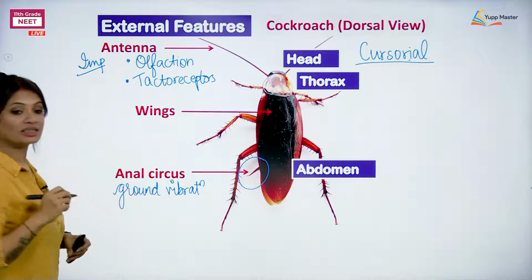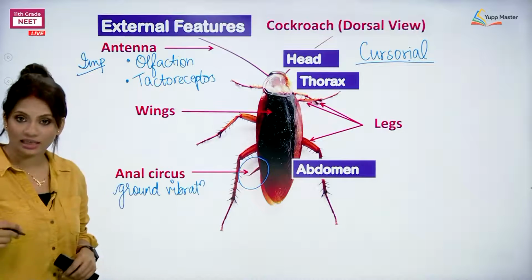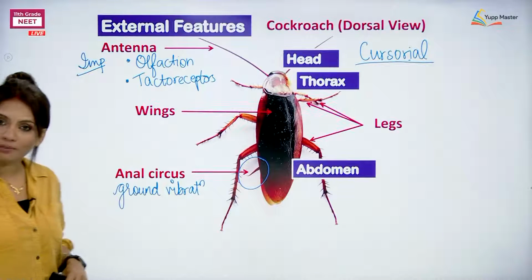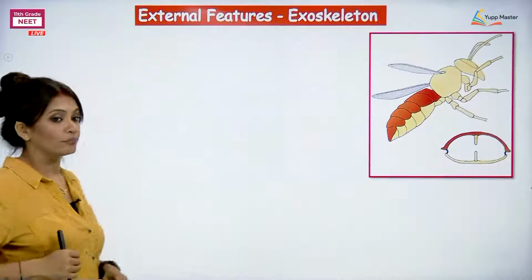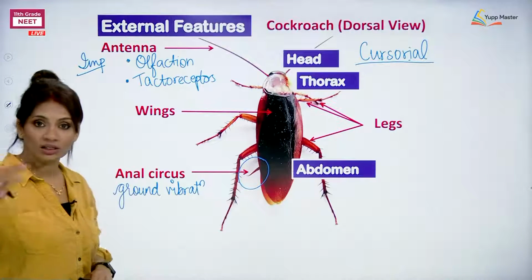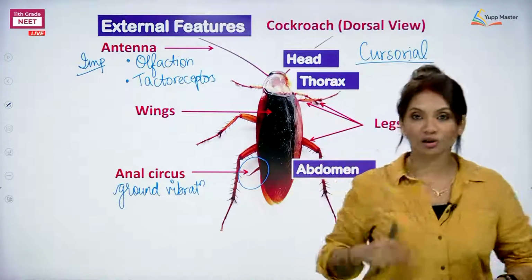Alright, anal cerci are meant for sensing ground vibrations. Then next we see that legs are also present, and legs are the main way that they are going to be able to locomote themselves. Alright, so those were the external features seen according to the dorsal view.